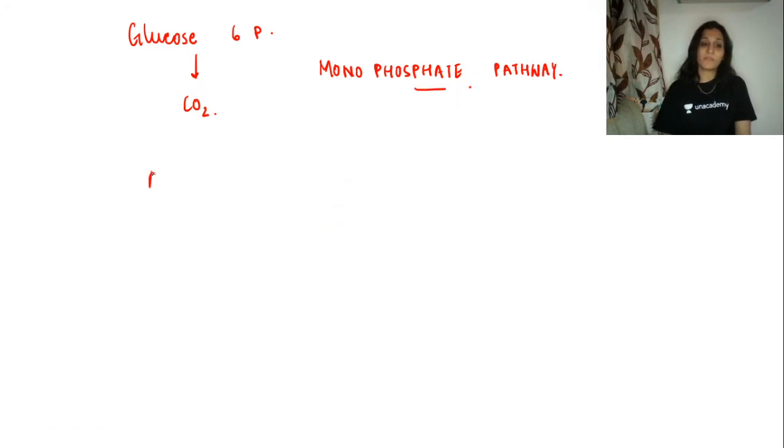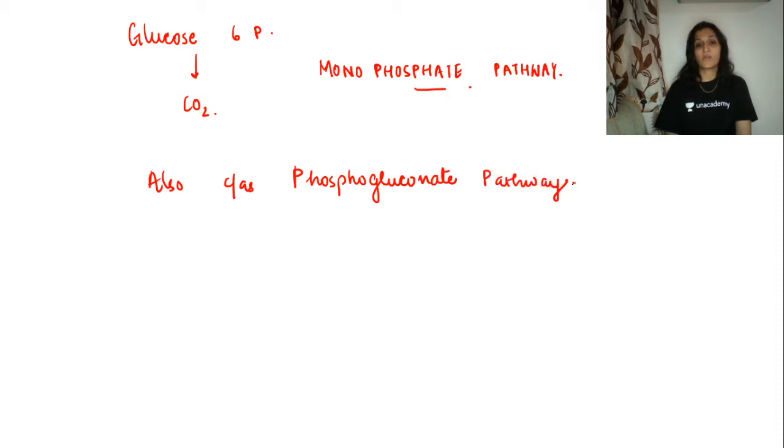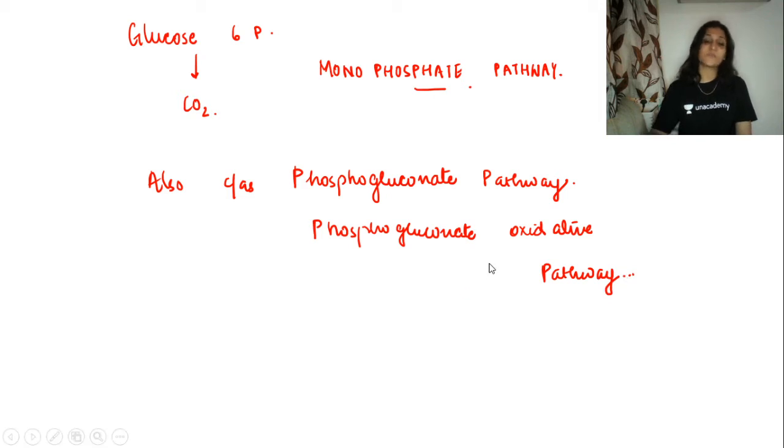One more name: it is also called the phosphogluconate pathway, and along with this, it is also called the phosphogluconate oxidative pathway. These are the terminologies which are related to HMP shunt.